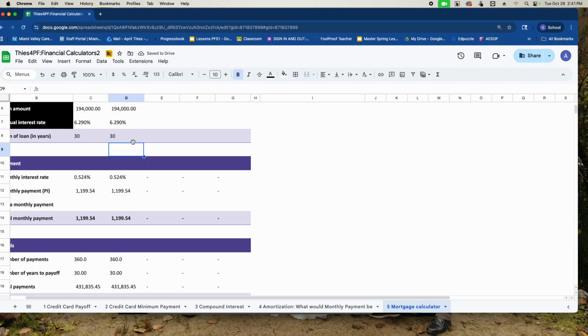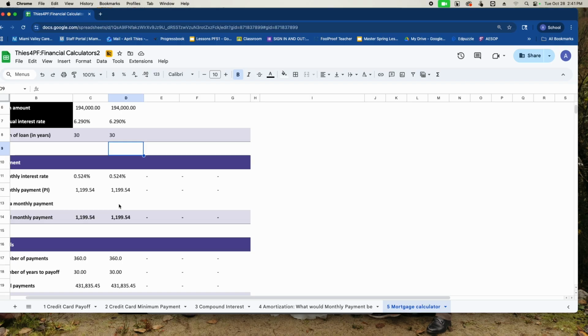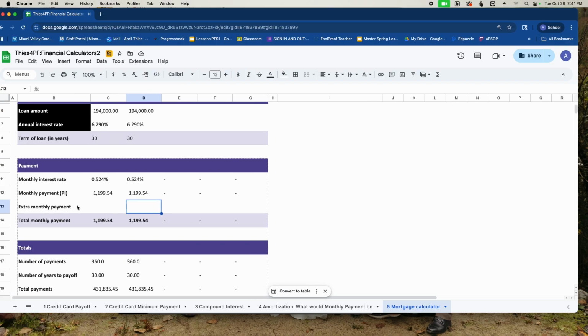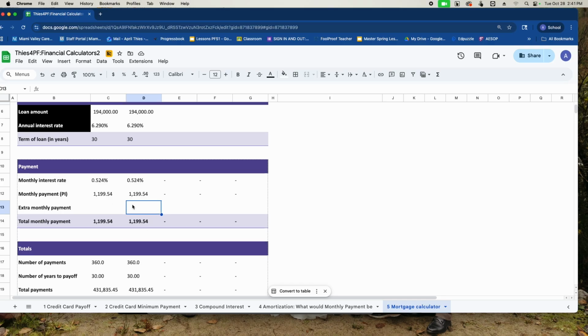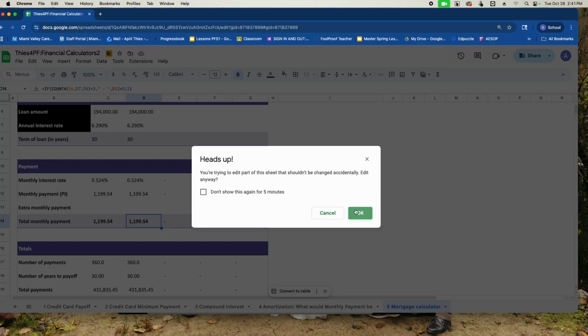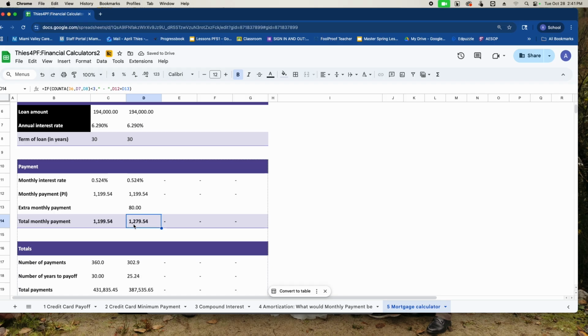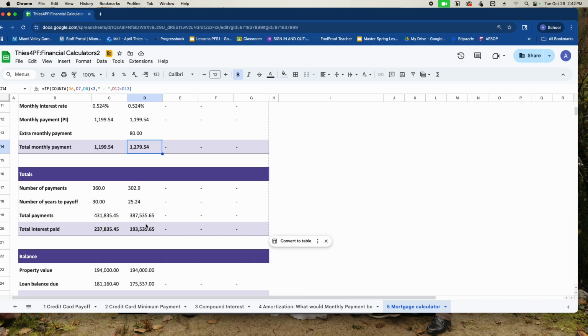Now, the difference on this one is going to be my monthly payments. I do want to change my extra monthly payment. I do want to add, in this case, and I could supply you with a different number, $80. And when I do that, you can see that instead of paying $1,199.54, I'm going to pay $80 more, so $1,279.54. And then I ask you a couple of questions based on how many payments you make compared to if you did not make those extra payments.